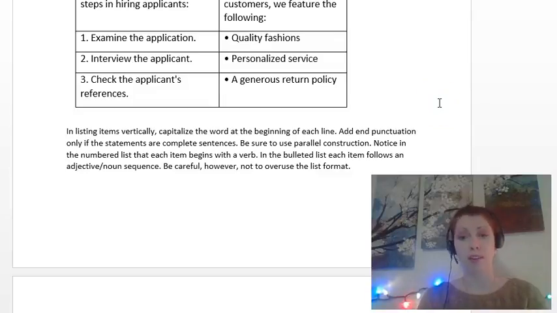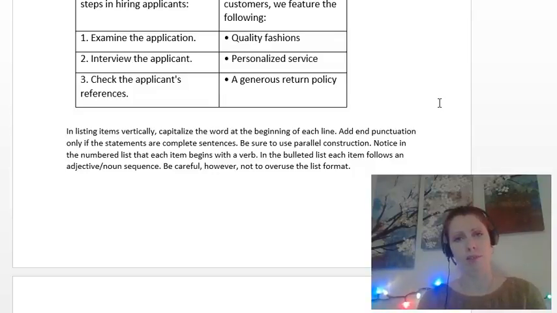Be sure to use parallel construction. We talked about this before. You'll notice that both of the lists that I'm showing here are following the parallel construction. Be careful. In these examples, they all begin with verbs. So in the bulleted list, each item follows an adjective or a noun sequence. Also, in the numbered list, they all have a verb. Bulleted, they all follow an adjective or noun sequence.